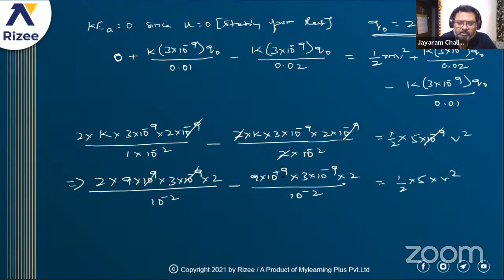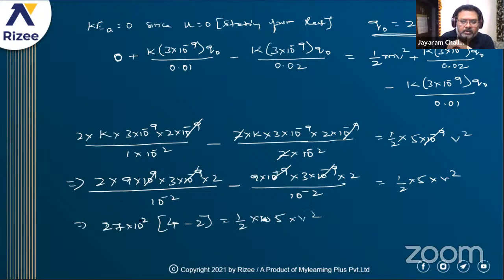So on solving this one, obviously you can go for solving these conditions. From these two things, you can take 9 times 3 is 27. So I can take the common 27 into 10 square in the denominator. And the leftover term is 4 minus 2, is equal to 1 by 2 into 5 into V square. So now this is going to be the 2 and this will be the 4. So 27 into 4 into 10 square, which is going to be 100 by 5, is equal to your V square.